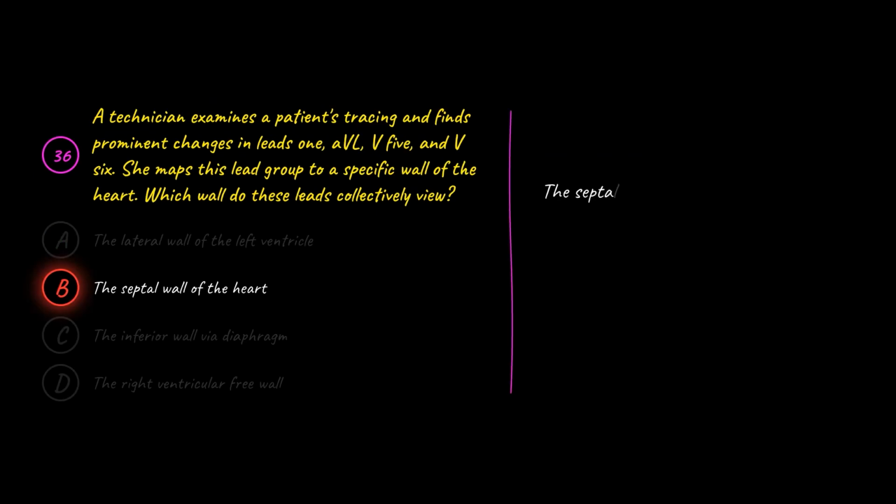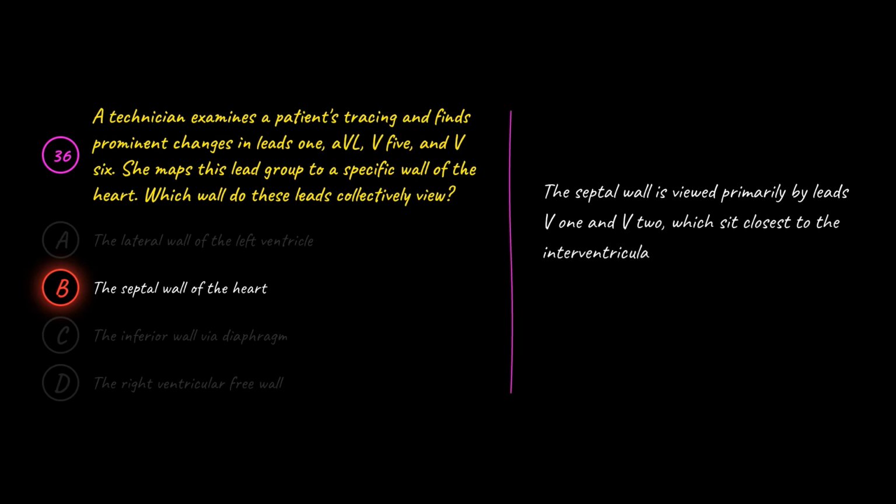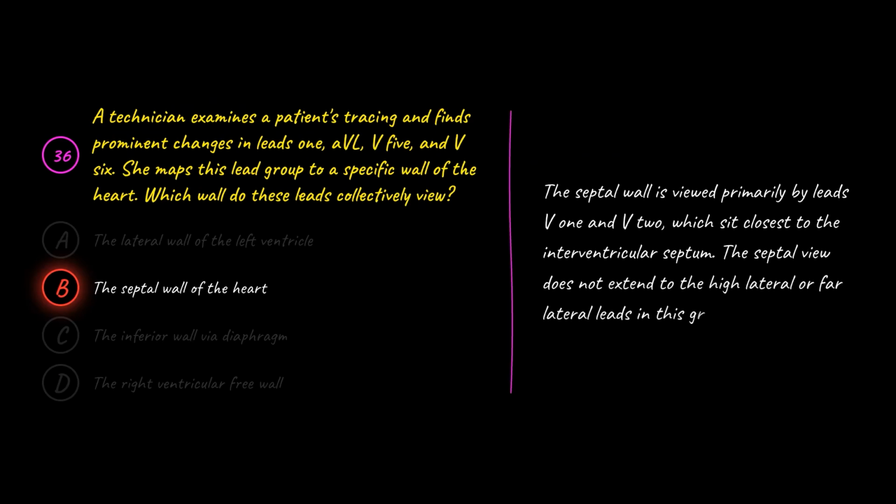B is wrong because the septal wall is viewed primarily by leads V1 and V2, which sit closest to the interventricular septum. The septal view does not extend to the high lateral or far lateral leads in this group.